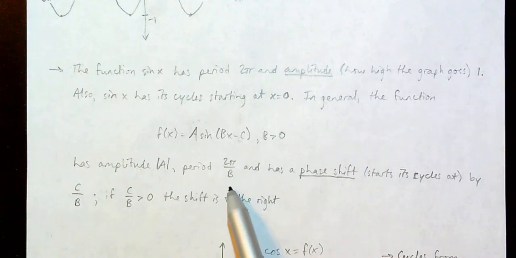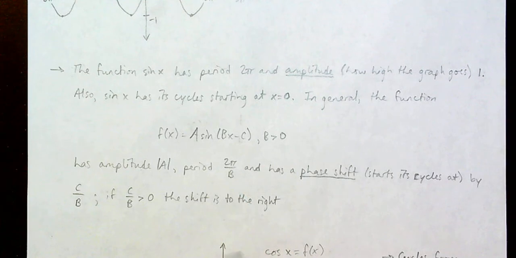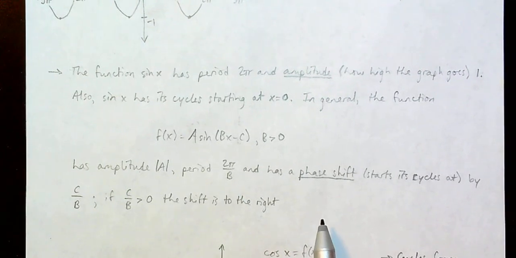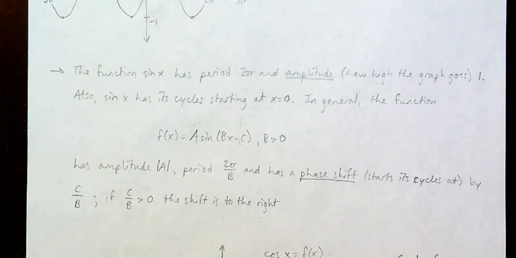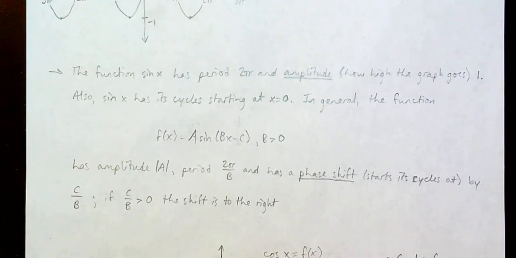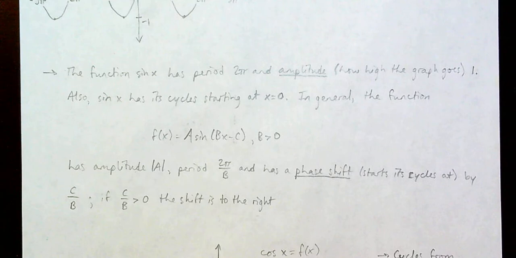For this thing here, the period is 2 pi over b, and then the phase shift, which is just changing where the cycles start at, the phase shift is c over b. And if c over b is positive, then the shift is to the right. If it's negative, it's to the left.